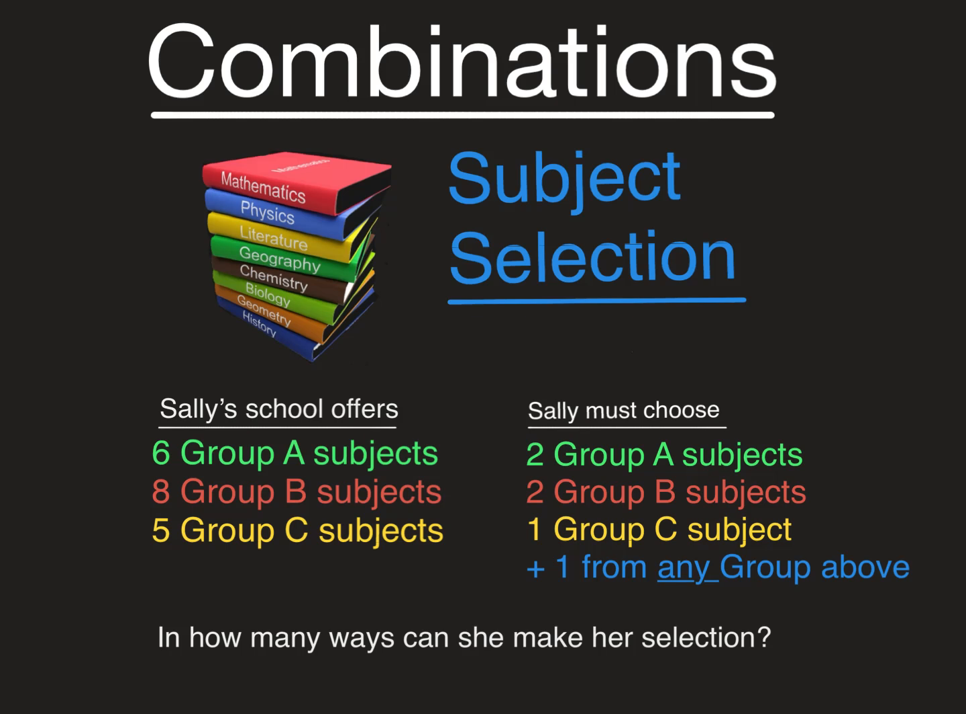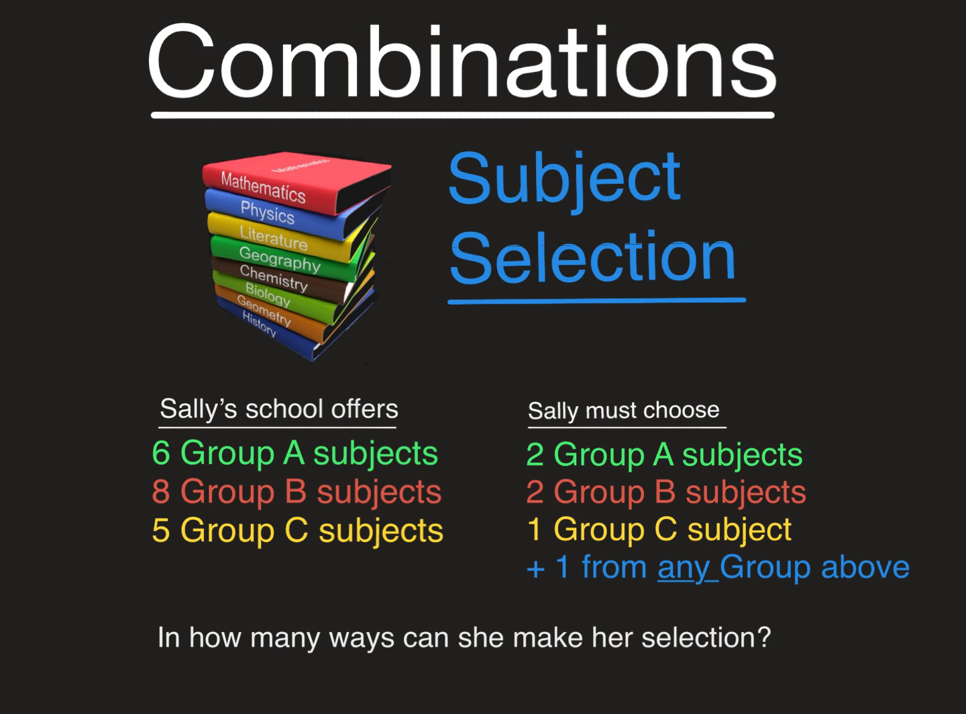This is a problem where we need to work with combinations, because in combinations, if you remember, the arrangement does not matter, whereas in permutations the order of arrangements does. So in combinations, when we've got the subject selection, it doesn't matter whether you choose a group A subject first or a group C subject or a group B subject, as long as you choose 6 subjects.